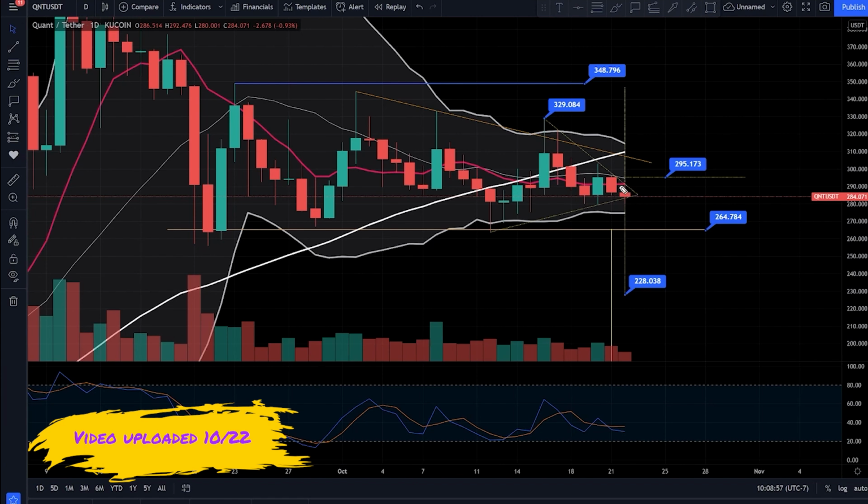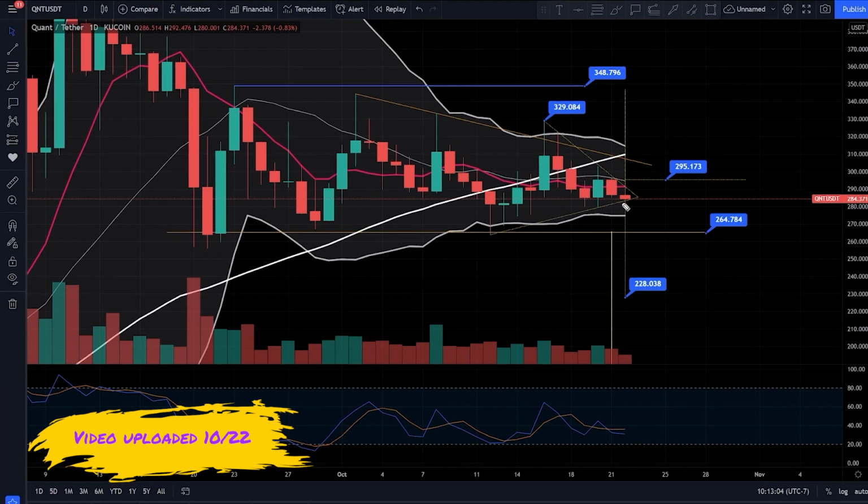If Quant continues to trade below the 10 days, then there's a very high probability that we would see Quant retest this prior low at 264. And depends on how Bitcoin would perform. If Bitcoin were to retrace, then there's a very high probability that we may even see a breakdown, and Quant could potentially drop down to about 228.